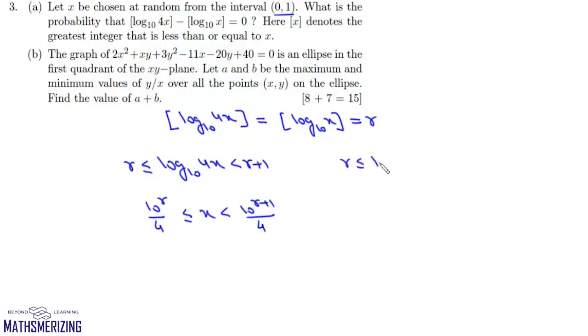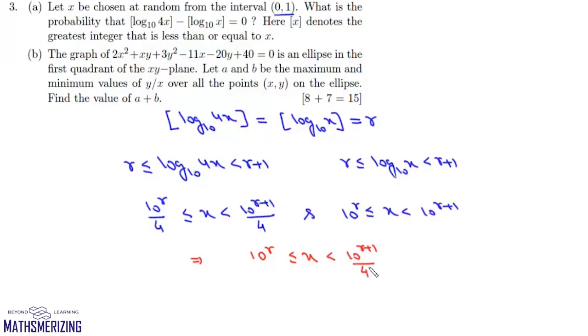Again this log x base 10 will lie between r and r plus 1. So x will be greater than or equal to 10 to the power r but less than 10 to the power r plus 1. Now there is an AND condition between these two results. So if we take intersection of both the conditions, we'll get x should be greater than 10 to the power r, but it should be less than 10 to the power r plus 1 by 4.